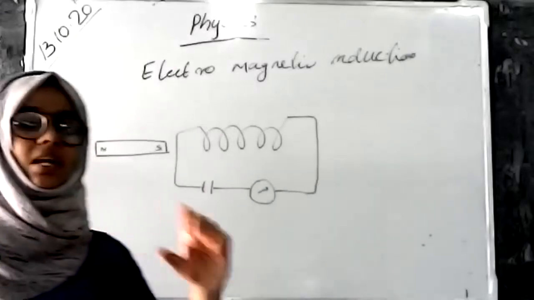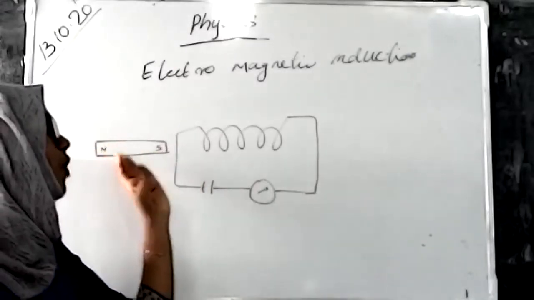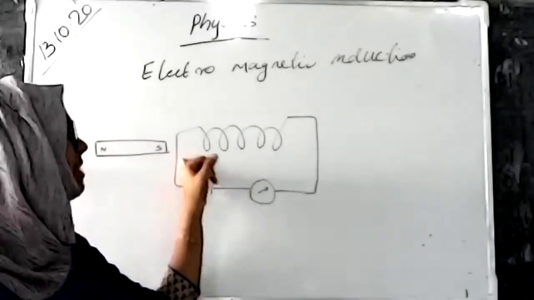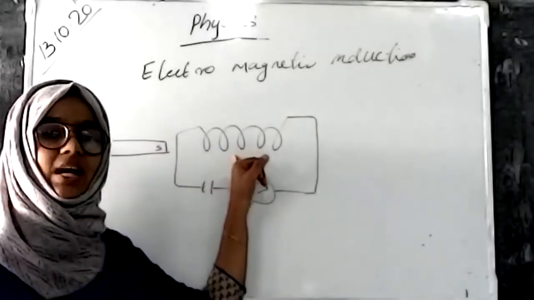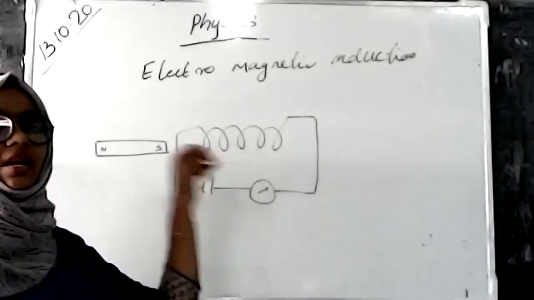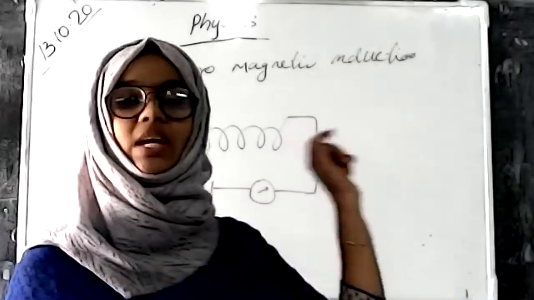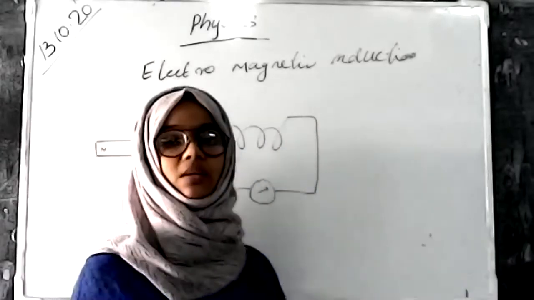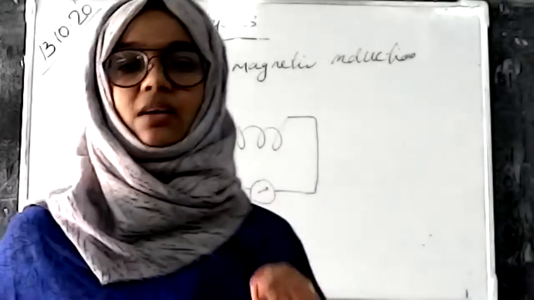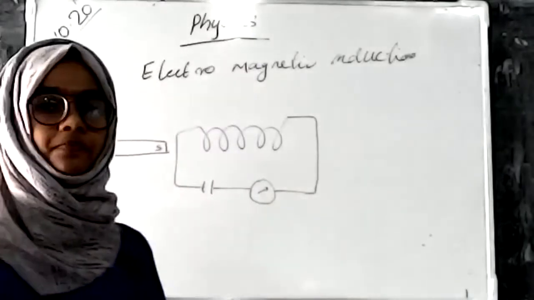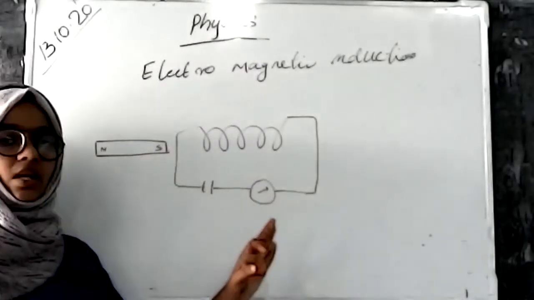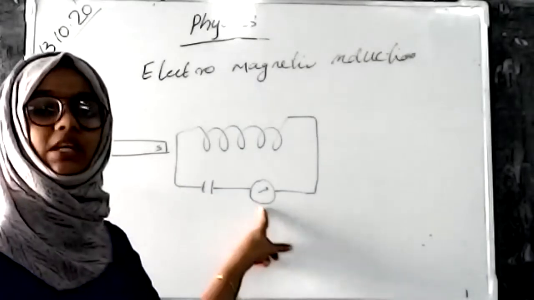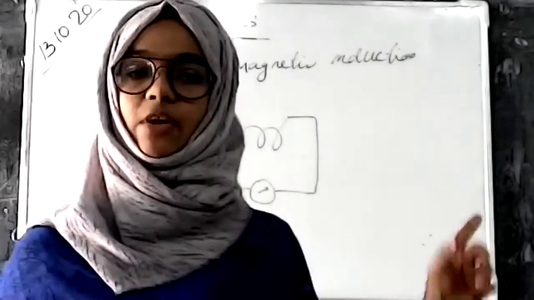So we are seeing four cases. First, the magnet is near the solenoid. Second, the bar magnet is inside the solenoid. Third, the bar magnet is moving inside the solenoid. And the last case, we pull out the bar magnet from the solenoid. In these four cases, in two situations the galvanometer shows a deflection.